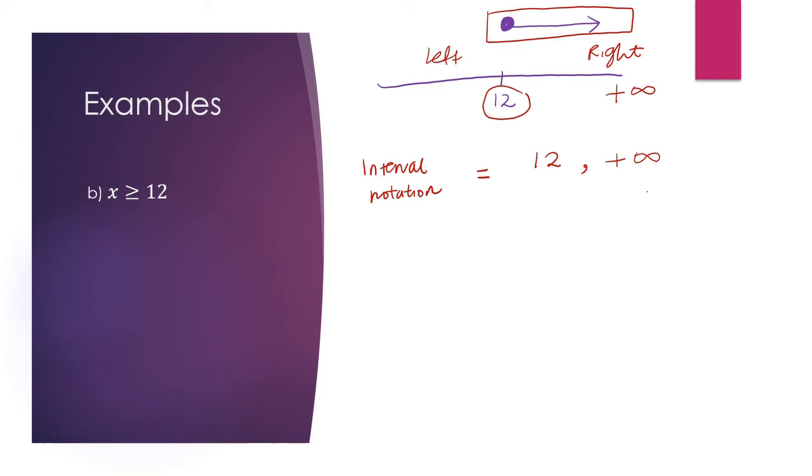Final step for interval notation, I need a bracket. So at 12, the point is a closed point, so this is a closed bracket. Positive infinity is not a number because if it is a number, we can find infinity on our handphone, on calculator, but it is not a number, so I have to use open bracket.